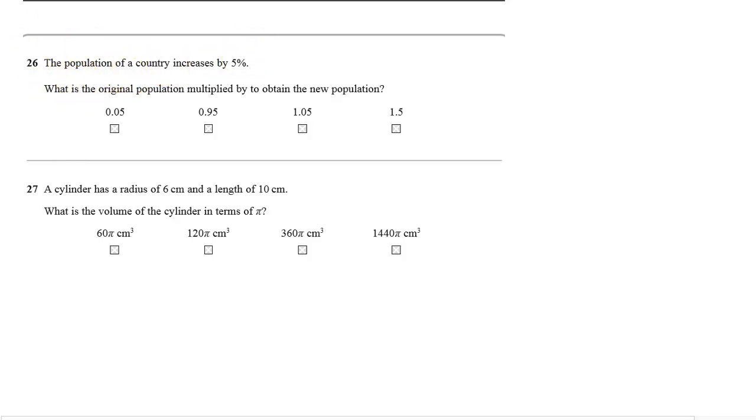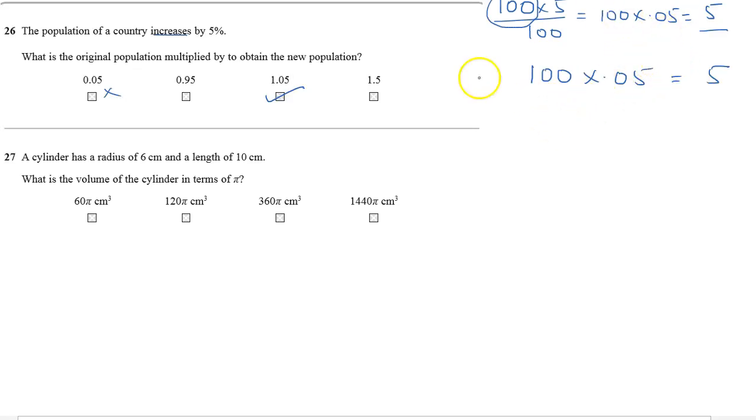The population of a country increased by 5%. What is the original population multiplied by to obtain the new population? Let me explain a little bit. Suppose the original population is 100. It increased by 5%, so you write 5 over 100, that is 0.05. So 100 multiplied by 0.05 will be 5. It says it increased by 5%.